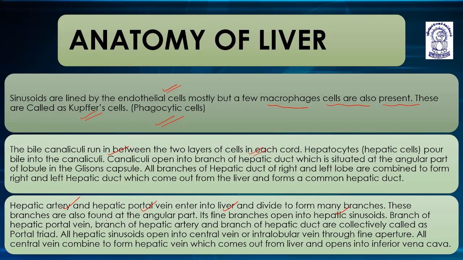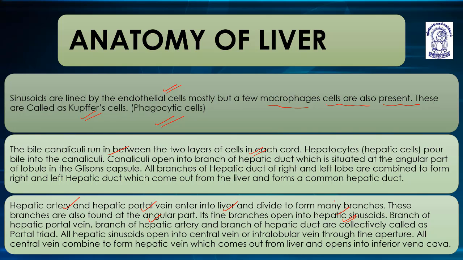These branches are also found at the angular part. Their fine branches open into the hepatic sinusoids. Further, these branches open into hepatic sinusoids: branch of hepatic portal vein, branch of hepatic artery, and branch of hepatic duct. They are known as what? Portal triad, or the hepatic portal triad.